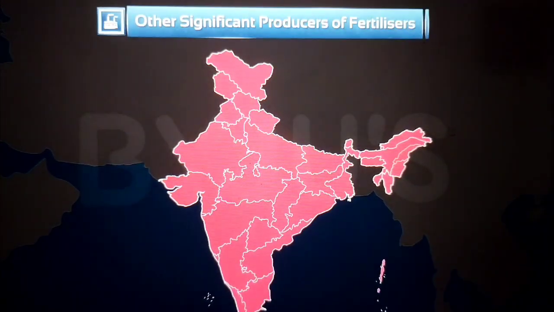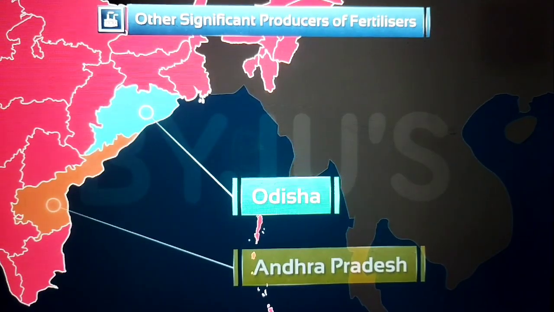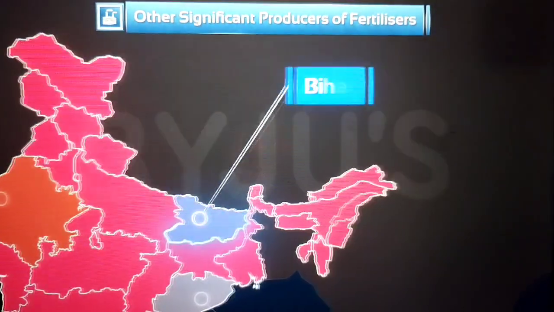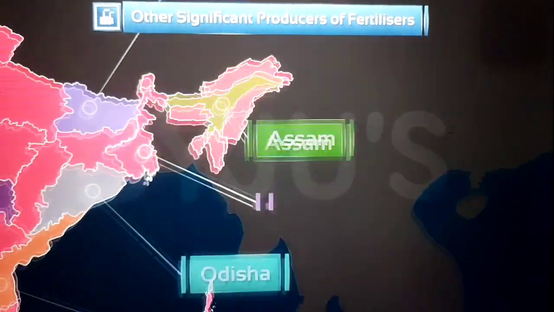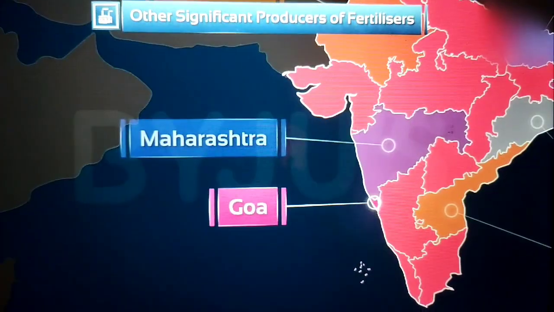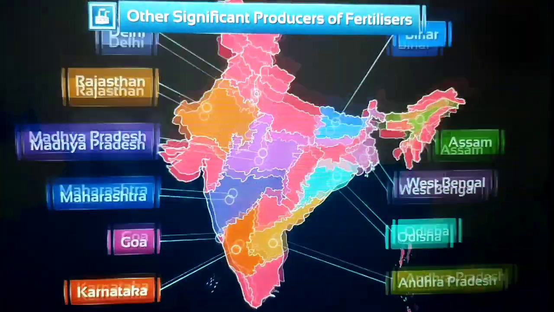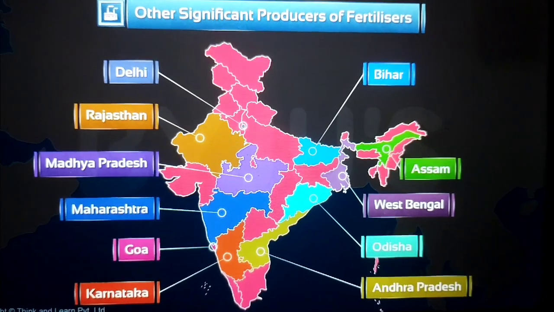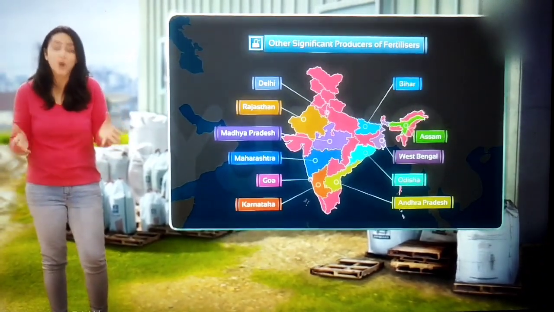Now, other significant producers of fertilizers are Andhra Pradesh, Odisha, Rajasthan, Bihar, Maharashtra, Assam, West Bengal, Goa, Delhi, Madhya Pradesh, and Karnataka. It's quite evident that almost all states of India are dependent on the fertilizer industries. Almost all citizens of India are indirectly dependent on this industry to meet their food requirements.